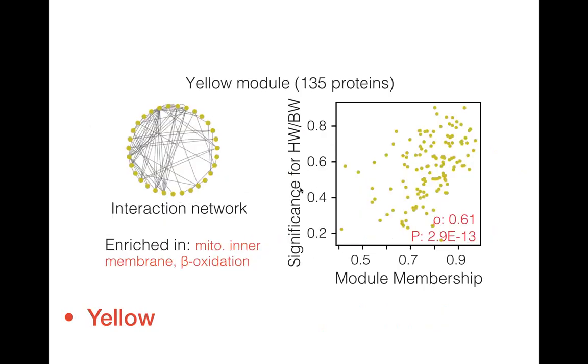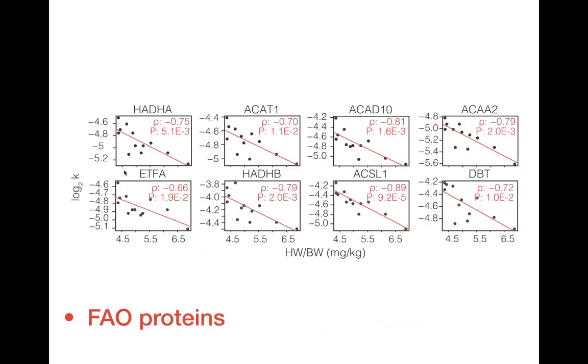And this is different from the behavior in another module, the yellow module, which is enriched for other proteins, including beta oxidation proteins and mitochondrial inner membrane proteins. And these proteins have sort of the opposite behavior. They tend to have lower turnover in the mice with more severe heart diseases. So what we saw was there were 2 metabolic clusters of proteins that behave differently in terms of the protein turnover.